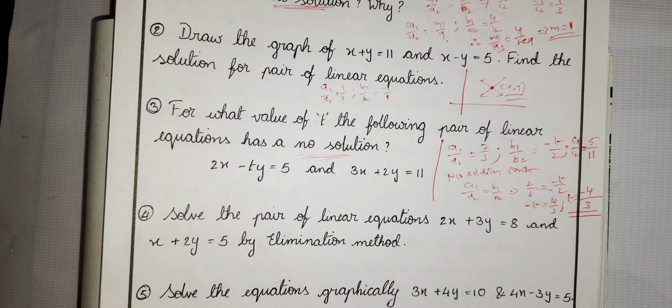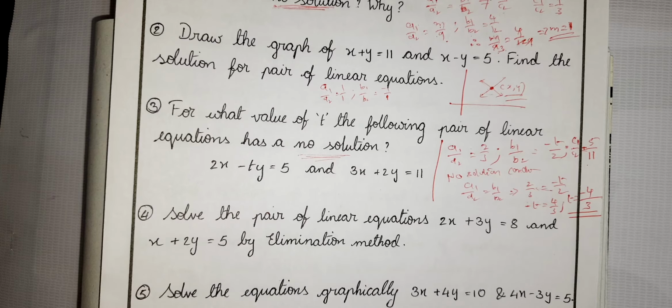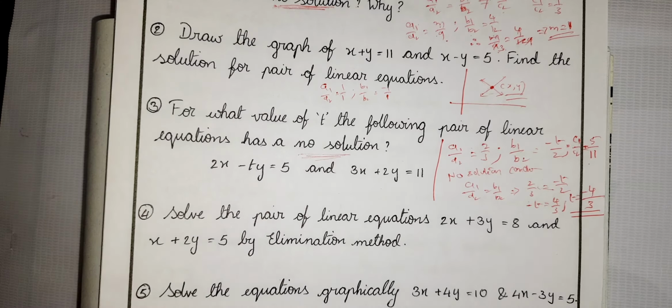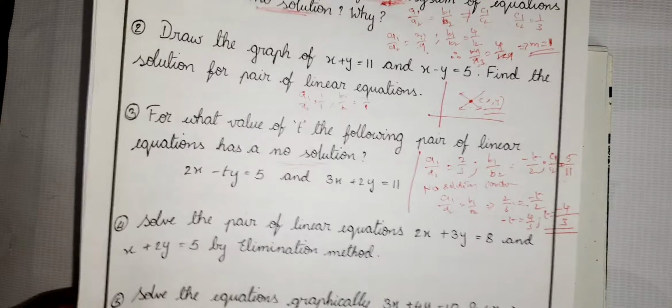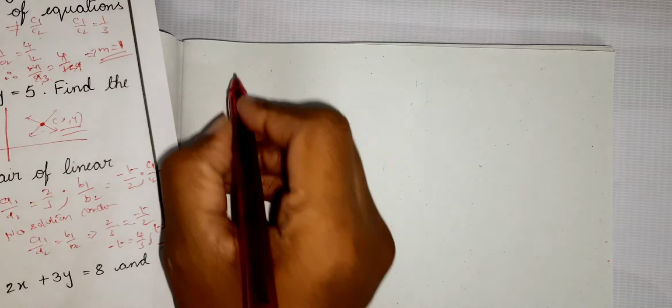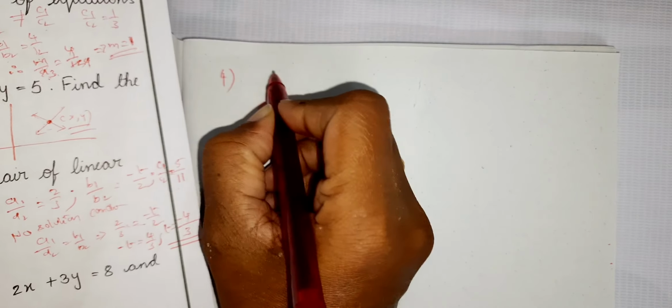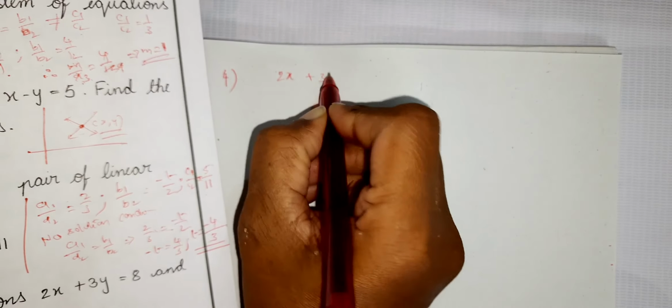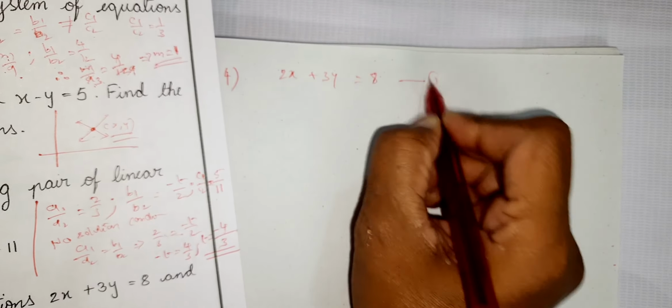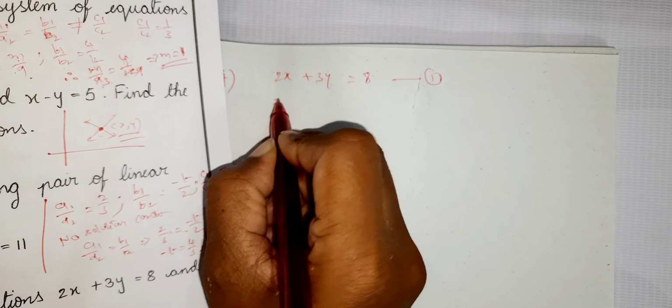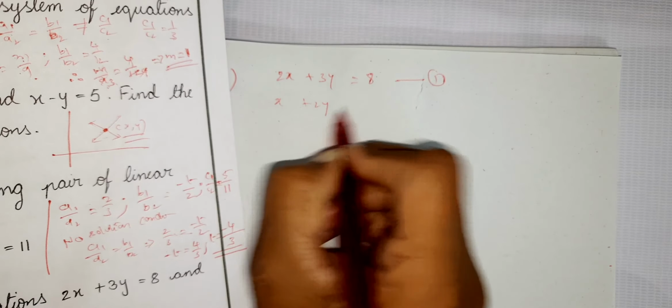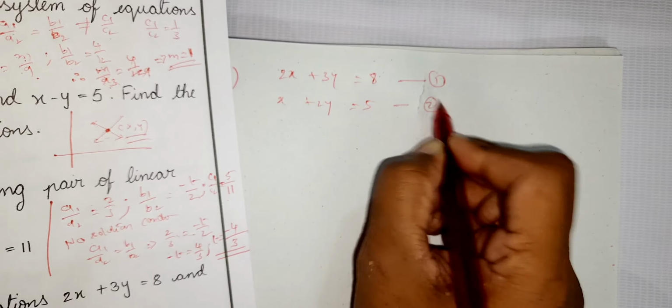Right. Now solve the pair of linear equations by elimination method. So what is the method he is telling? Elimination method. So we need some space for this, so let's do it in the notebook. Right. So now the fourth one: equation 1 is 2x plus 3y is equal to 8, and the other equation he has given is x plus 2y is equal to 5, the second equation.